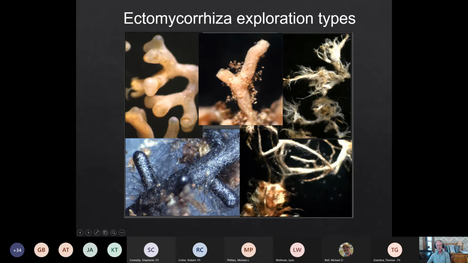And some are highly melanized, whereas most are not. And the highly melanized ones are some of the most common mycorrhizas in the world. So there's a diversity of exploration types that reflects their differences in life way and physiology and ecology. And so that sort of underpins their functional diversity.